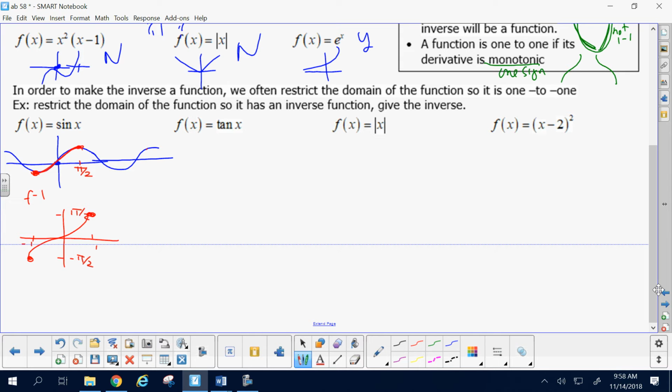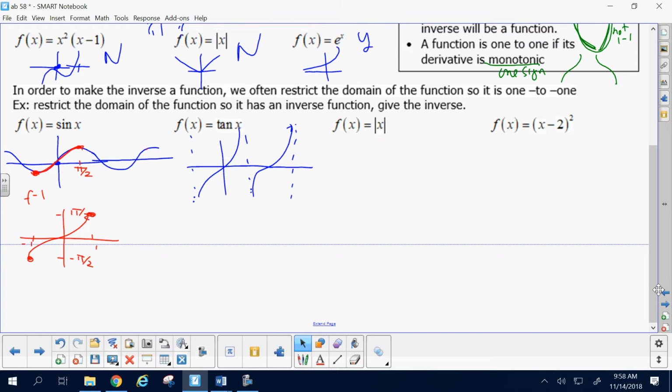And that is a function. It passes the vertical line test. Tangent, same deal. If tangent looks like this, it fails the vertical line test, or the horizontal line test, because of all those repeated curves. It would make sense that if we wanted the inverse to be a function, we would take only this red piece of the curve, so that the inverse would be a function.